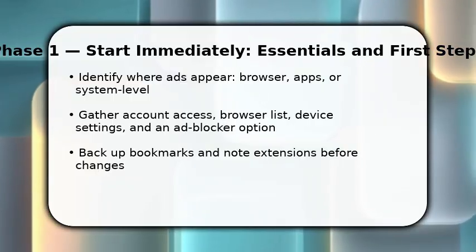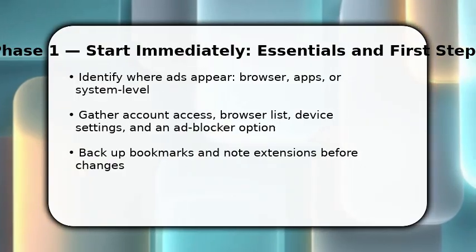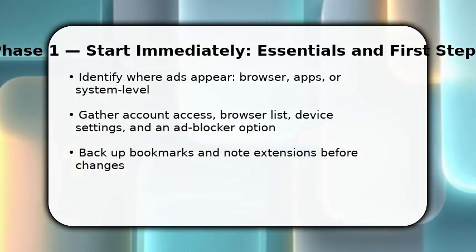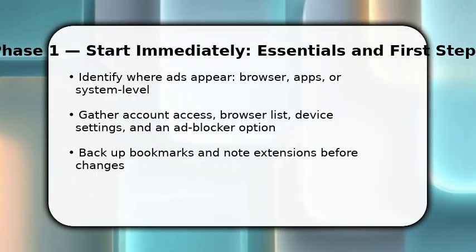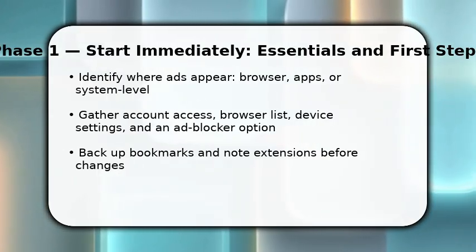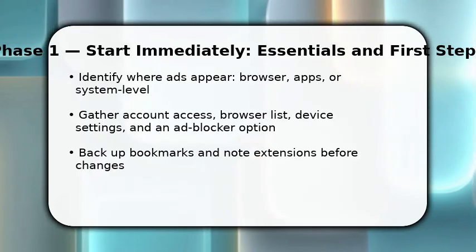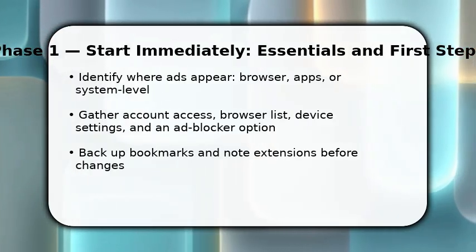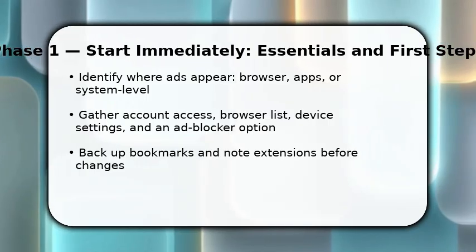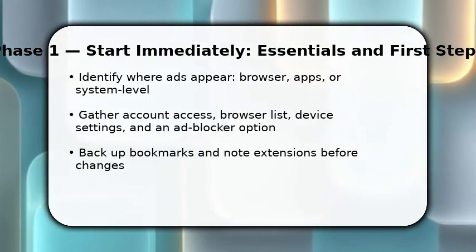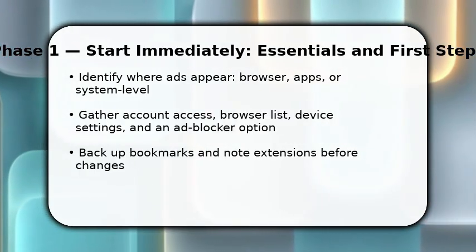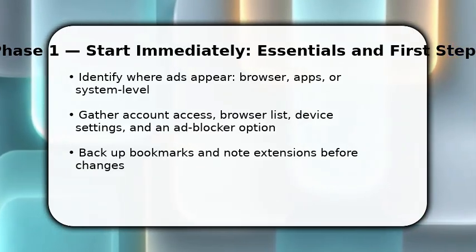You will begin by targeting the source of automatic ads, so open the browser or app where ads appear and sign into any relevant accounts. Once done, check installed extensions and apps for unknown items. These often inject ads. Install a reputable ad blocking extension or an app-level blocker now, and enable it. Make sure to grant only the permissions needed.